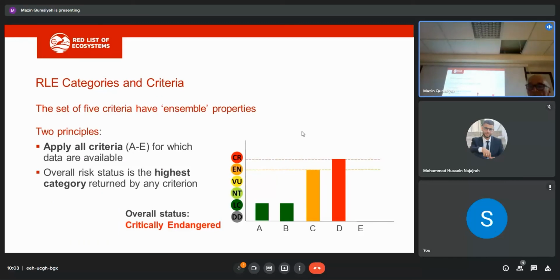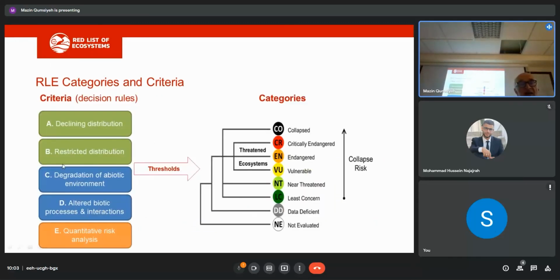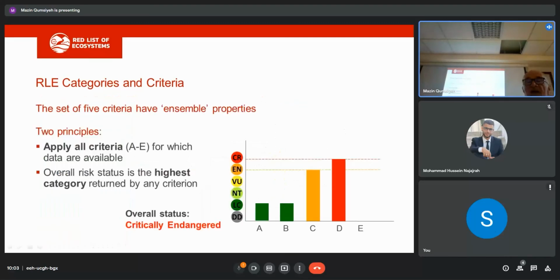So you have these five criteria, A, B, C, D, and E, and you have to check the ecosystem against each of the criteria if you can, and you choose the highest category of risk to apply to the ecosystem you assess. Okay, so if you checked four criteria, and the highest risk was for criterion D, then the whole ecosystem is critically endangered, like for the species.